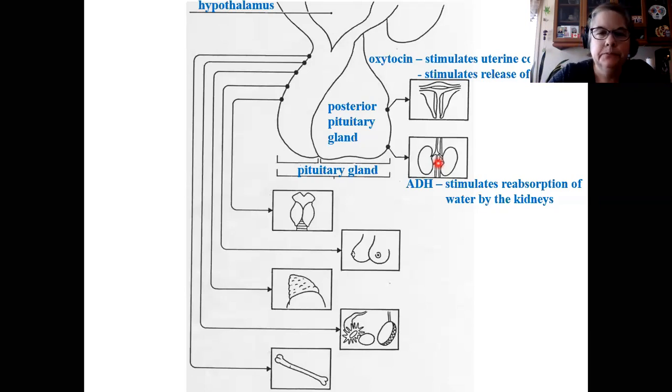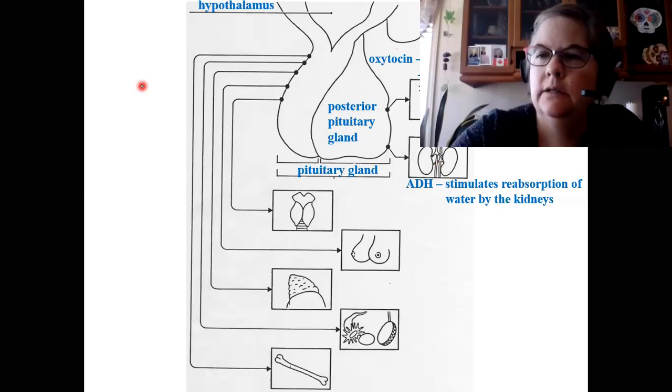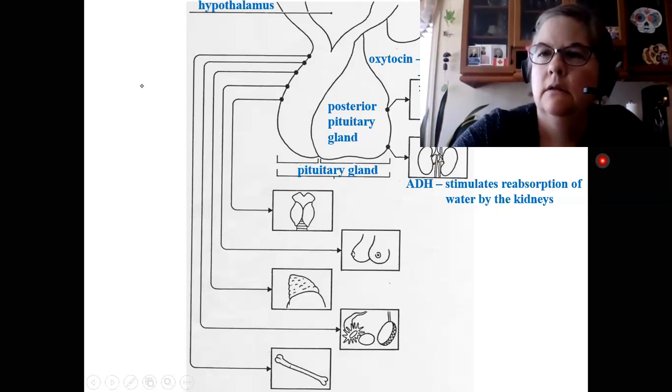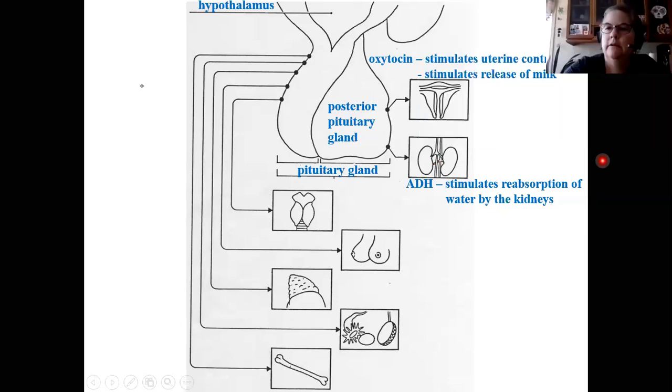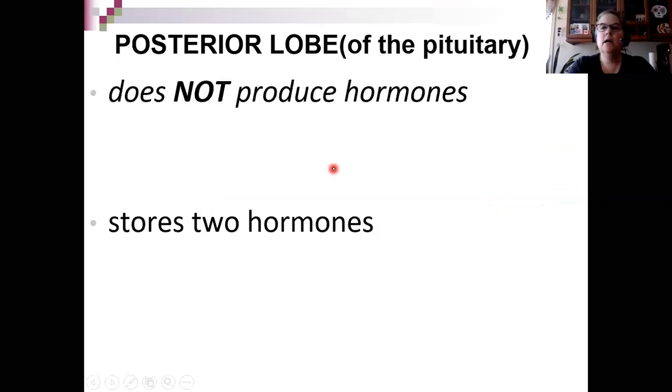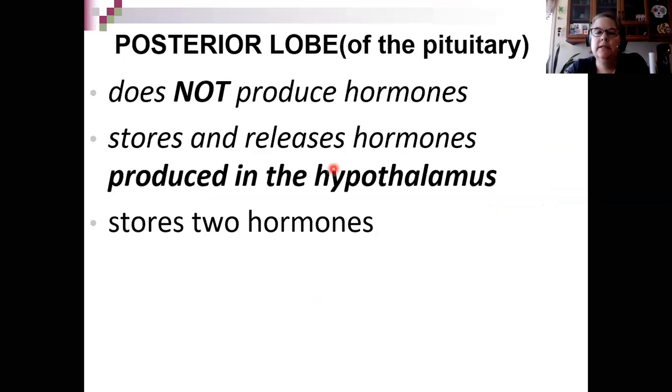Okay, perfect. Let's talk about these particular hormones here. Still learning how to use all this stuff. So the posterior lobe of the pituitary does not produce hormones, but it stores and releases hormones that are produced in the hypothalamus. The two hormones that get stored there are ADH and oxytocin.